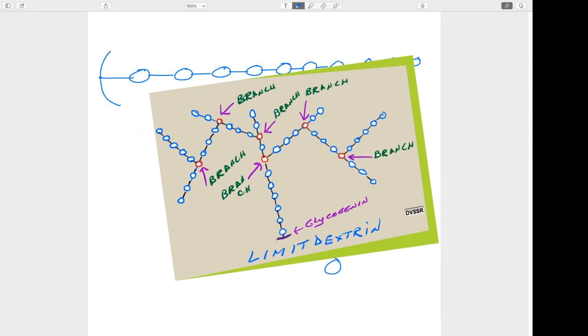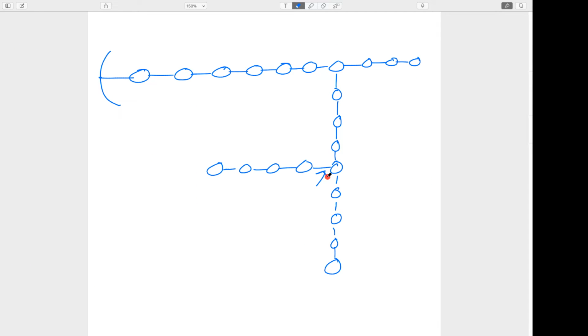This is how the limit dextrin looks. Again, you can see here 1,6 linkages, here 1,6 linkage, here 1,6 linkage and 1,6 linkage. What happens? You can see 3 residues here, 3 residues here, 3 residues here. So that means all the remaining glucose residues are removed from the non-reducing end. The main chain, the main branch, and also the other branches are trimmed. That is the reason we call it limit dextrin.